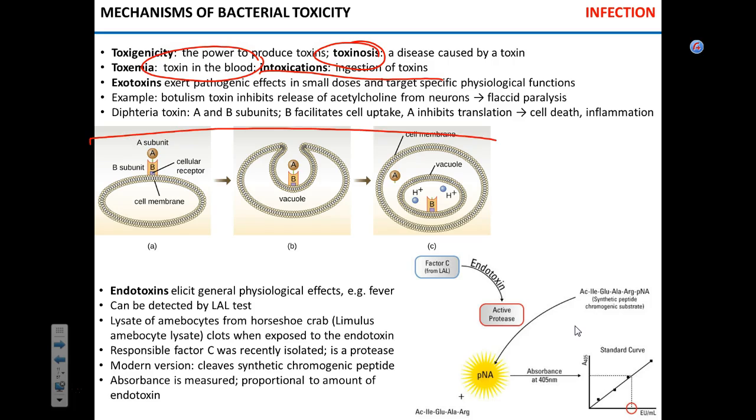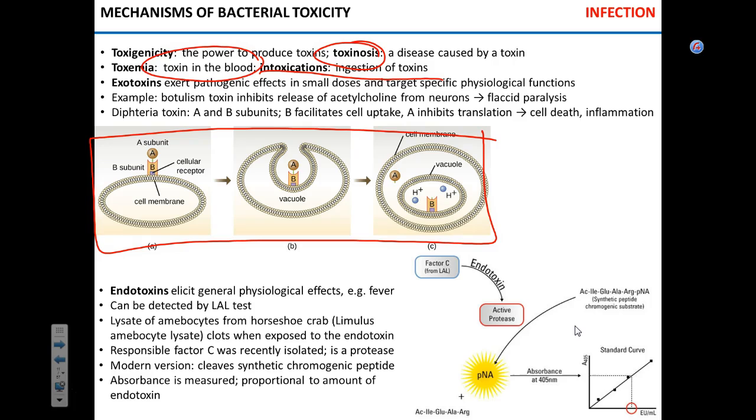Now, that's a great example of how diphtheria toxin works. Just for your information, I promised you I'm not going to ask the mechanism, okay? Just to show you how elegant it is.